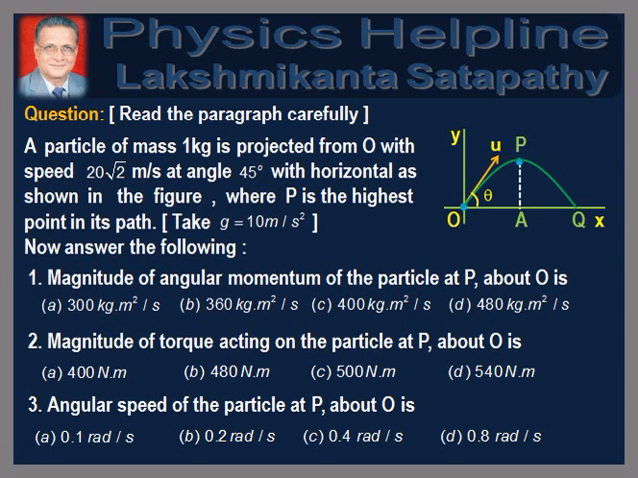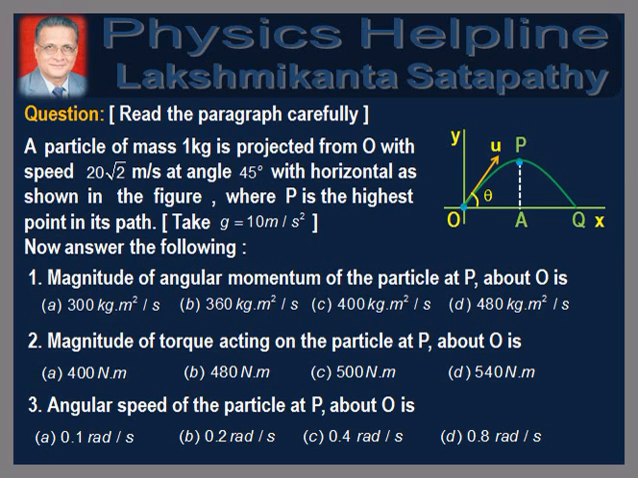Read the paragraph carefully. A particle of mass 1 kg is projected from O with speed 20 root 2 meters per second at angle 45 degrees with horizontal as shown in the figure, where P is the highest point in its path. Take acceleration due to gravity equal to 10 meters per second square. Now answer the following. Question 1.